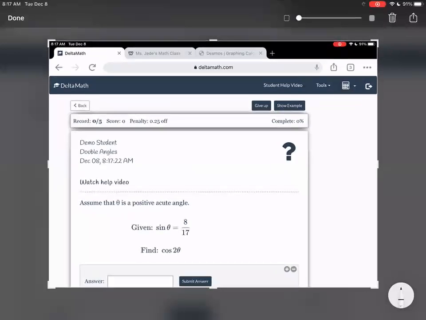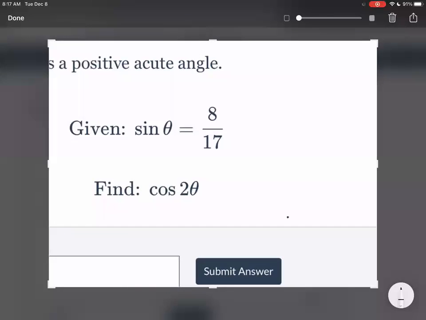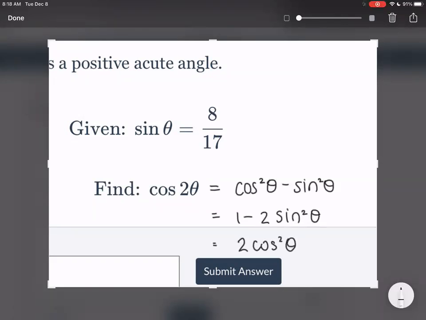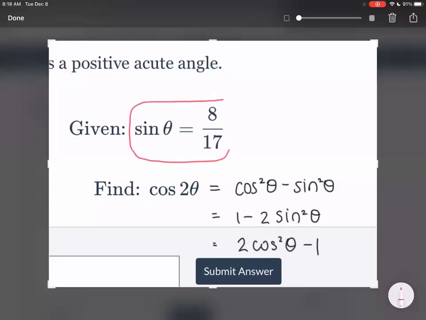Okay, let me write out the formula for cosine 2 theta. Remember that cosine 2 theta has 3 formulas, so I'm just going to write all 3 of them out. The first formula would be cosine squared theta minus sine squared theta, and the second one would be 1 minus 2 sine squared theta, and the third one would be 2 cosine squared theta minus 1. Okay, and then they gave us sine theta right over here, right? This is given.